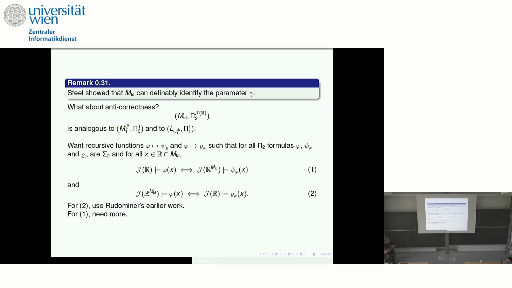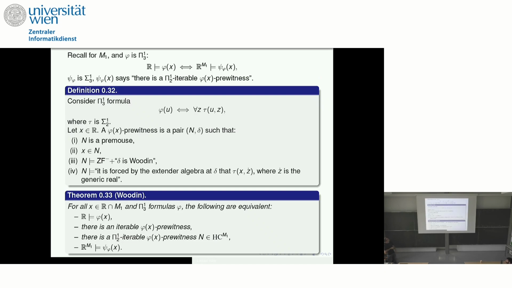the part 2 here is already clear from Rudominer's earlier work. So I won't talk about that. The one we want to look at is this. This is like the Spector-Gandy one for omega 1 CK. So we have to express pi2 truth in a sigma 2 fashion over J of M ladder's reals. Okay, so it's going to be similar to the one for pi 1 3 over M1.